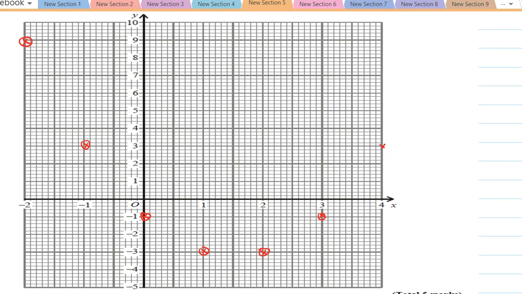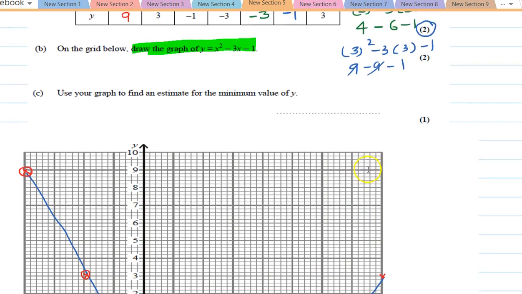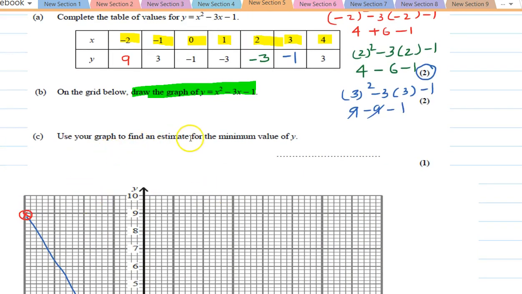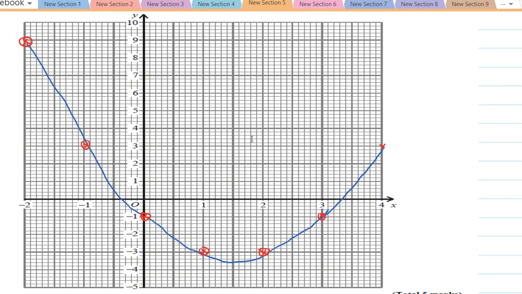Now let's sketch it with freehand. It is coming like this. Okay, so now from here it is going a little down, and then it is going to join like this. So our sketching is completed. Now they are saying use your graph to find an estimate of the minimum value of y. So how are we going to calculate the minimum value of y? I'm going to explain that now.